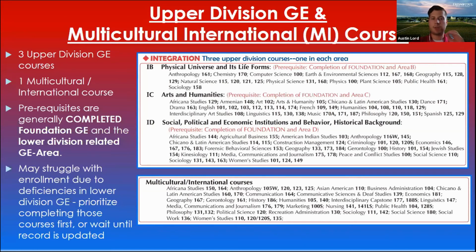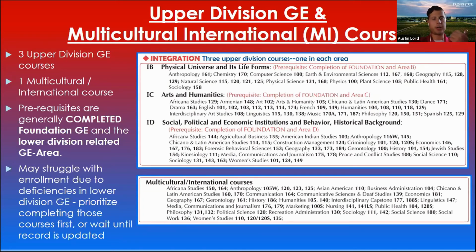So if you notice, next to each of the IB, IC, and ID, it says prerequisite completion of foundation and area, insert area here, B, C, or D. So to get into IB, for example, you have to have your foundation, which again was the golden four, the communications, English, critical thinking, and math, as well as your full area B done. Then you can get into IB. Same thing for area C, foundation and area C lower division, you can get into IC. Same thing for area D. And then the multicultural international, I believe, still enforces the lower division area D prerequisite as well. So we'll include those with area ID in terms of prereqs.